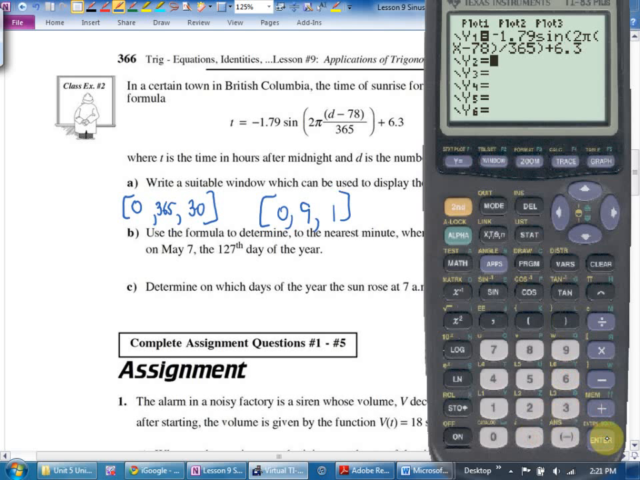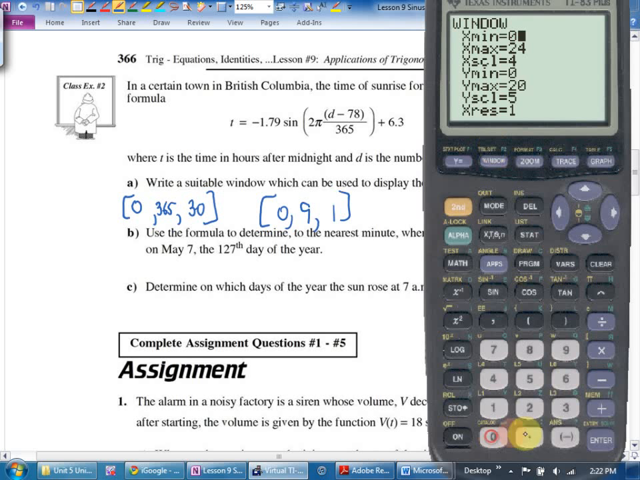I'm not going to hit graph yet because my windows are terrible. Window: 0 to 365, going up by 30s. 0 to 9, going up by 1s. And now if you graph, you should get exactly one full wave, because the period, I think, is 365. You get exactly one full wave? Oh, very nice.